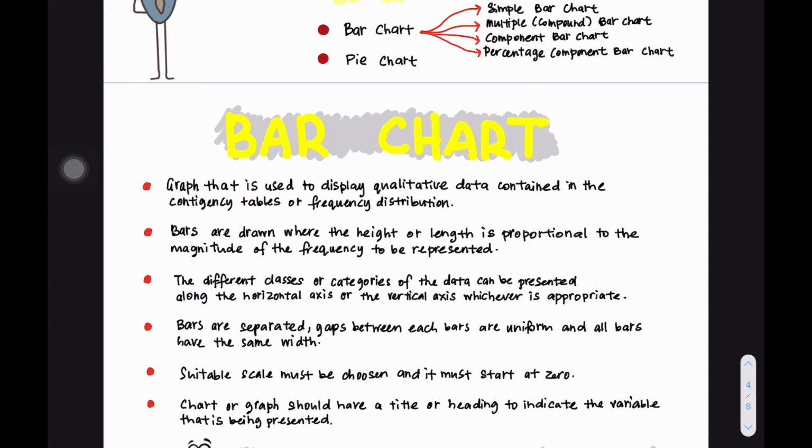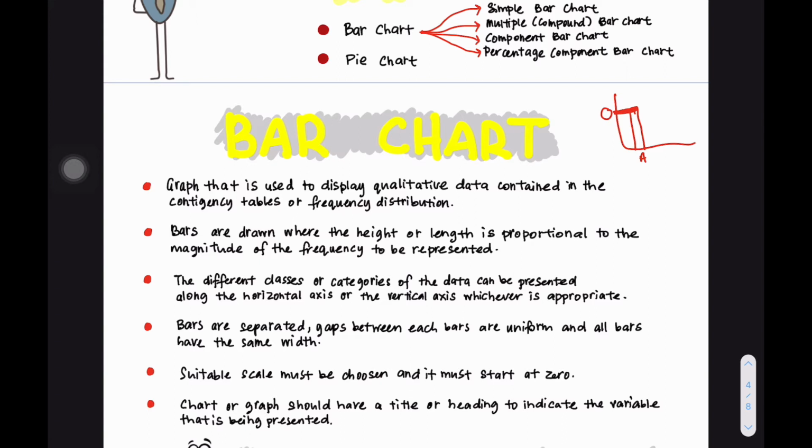So bars are drawn where the height or length is proportional to the magnitude of the frequency to be represented. So selalunya bar chart ni dia akan dalam bentuk bar lah. So dia punya ketinggian ataupun panjang dia ni, dia akan mewakili frekuensi untuk setiap kategori. Contohnya kategori tadi subjek dapat A. So berapa orang dapat A? So dia punya ketinggian bar chart kita ni akan mewakili frekuensi. Okay, frekuensi bilangan untuk setiap kategori.